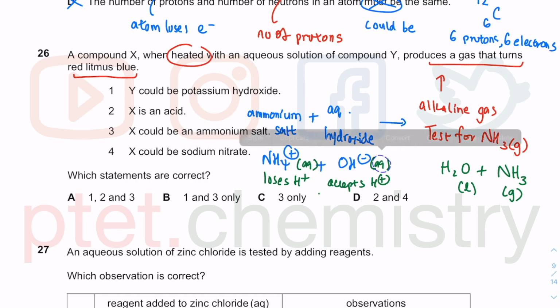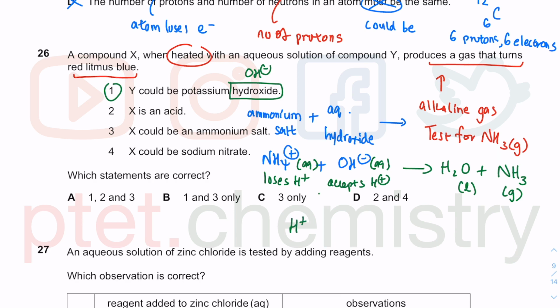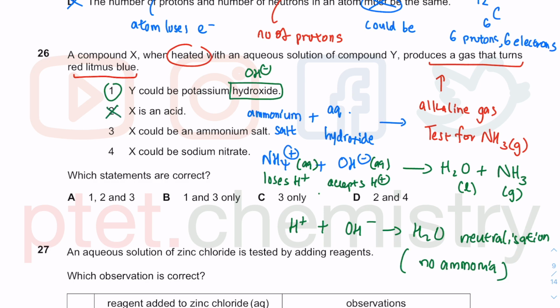Okay, so we've got to think about what this is now. Y could be potassium hydroxide, yes, because it contains hydroxide ion. So that is correct. It doesn't need to be sodium hydroxide because even potassium compounds are soluble. X is an acid. Acid reacts with hydroxide to give you water. So if X is an acid, then you would just get water. This would be neutralization and you would have no ammonia. Since we get ammonia gas, X cannot be an acid.